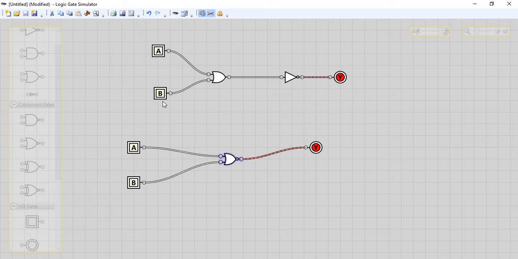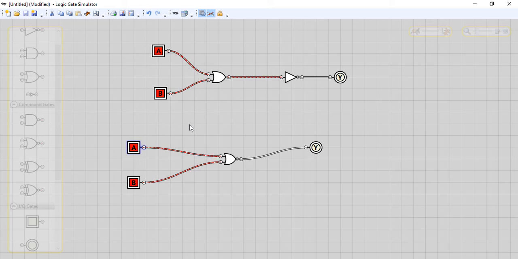Now as you can see, in both cases, when A and B are low, the output is high. Now I will make one of my inputs high. Let's make A high. A is high here, A is also high here. You can see both outputs are 0. Now I will make B high. When B is high and A is low, you can see the output is also low. And when both inputs are high, then also the output in both cases is low. Hence we verify that the combination of OR gate and NOT gate gives the result of our NOR gate.